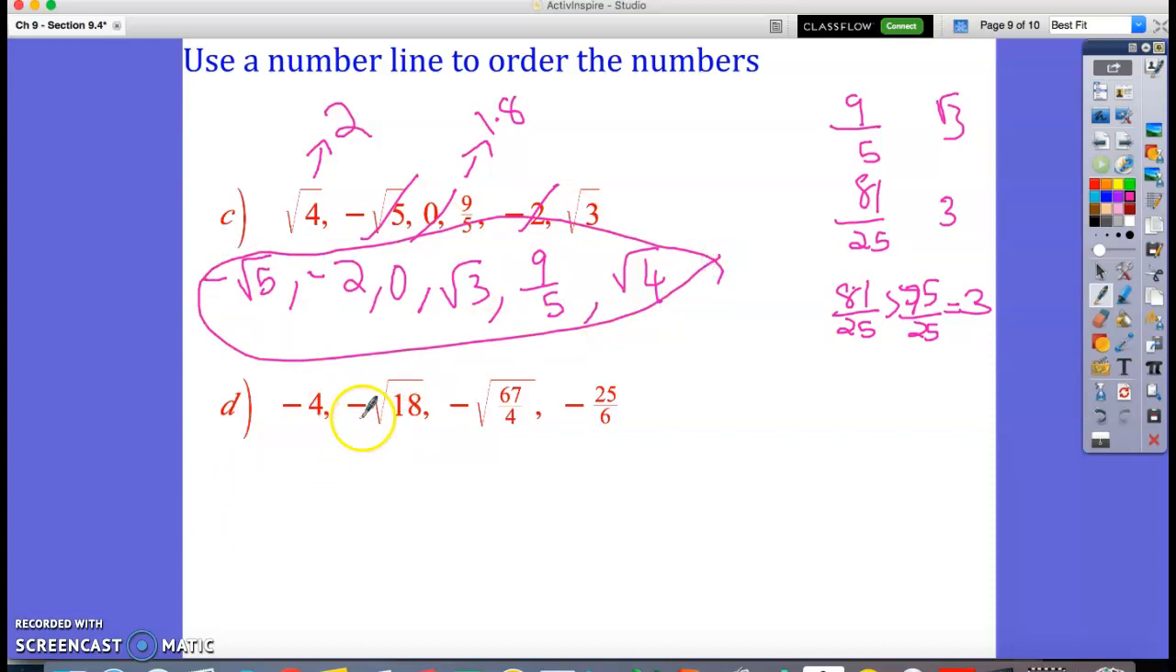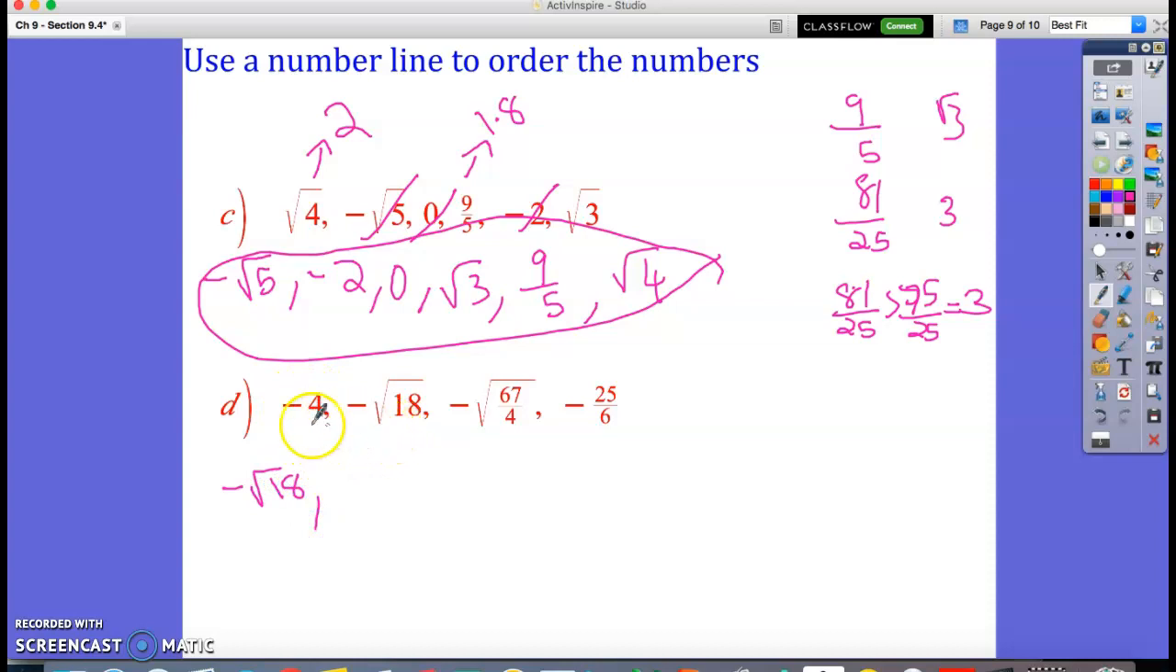Now between this square root of 4, square root of 18. So for this problem, we probably have to kind of square it. That might be the easiest thing. So we know that negative square root of 18 is smaller than, this is square root of 16, right? So negative square root of 18 is smaller than negative 4, right? So we can write it as negative square root of 18, right?